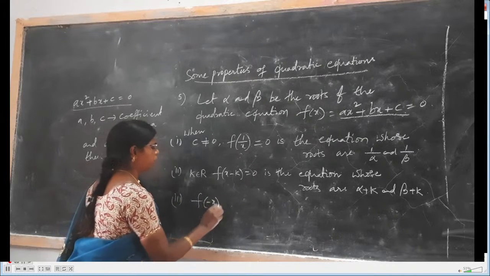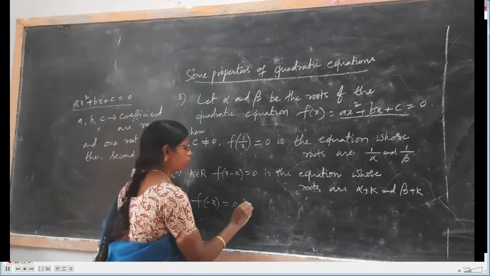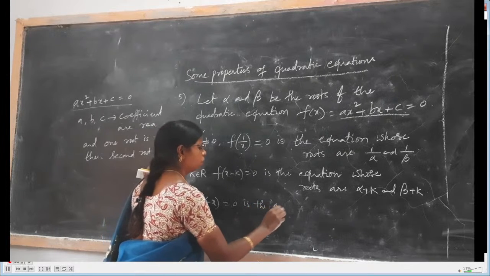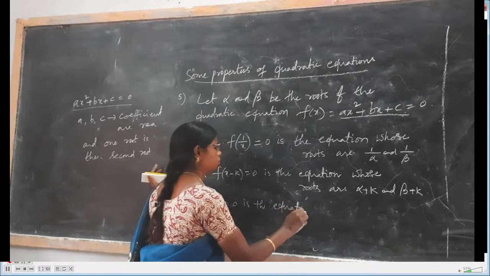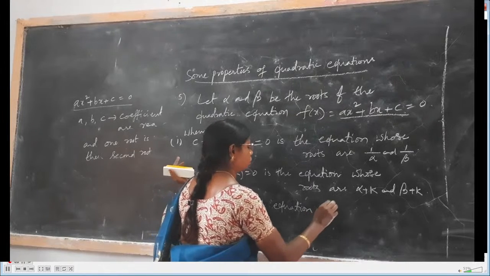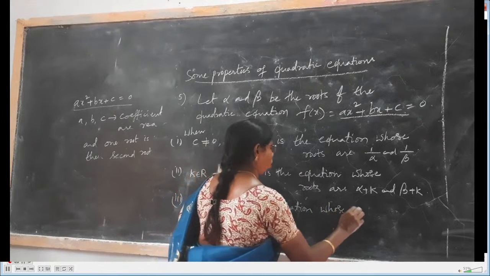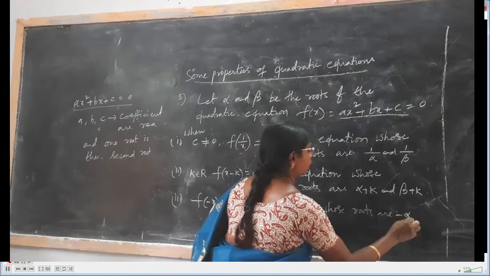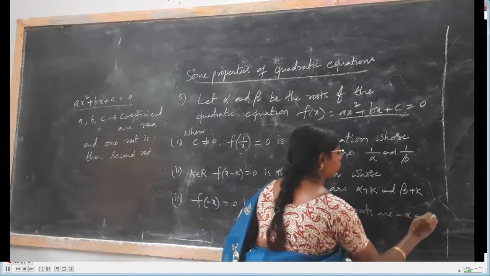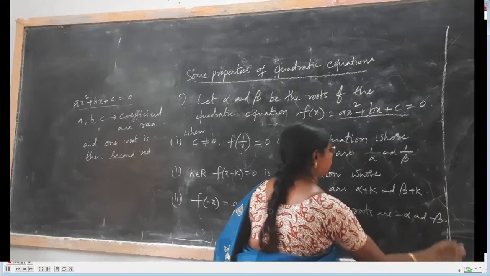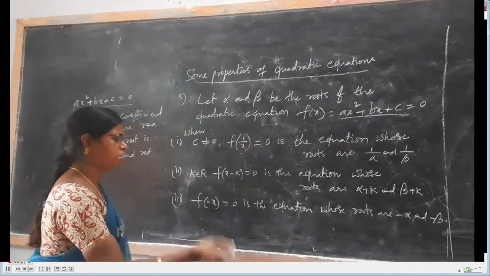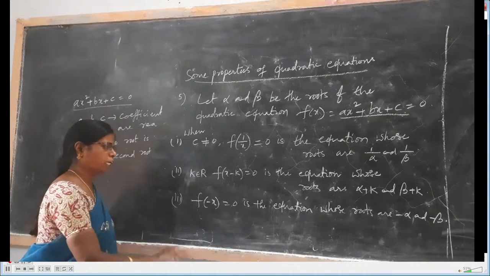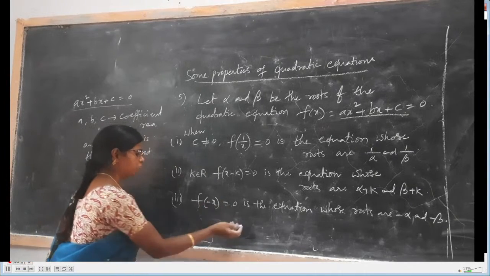f of minus x equal to 0 is the equation whose roots are minus alpha and minus beta. So for an equation with roots minus alpha and minus beta, it is f of minus x equal to 0.